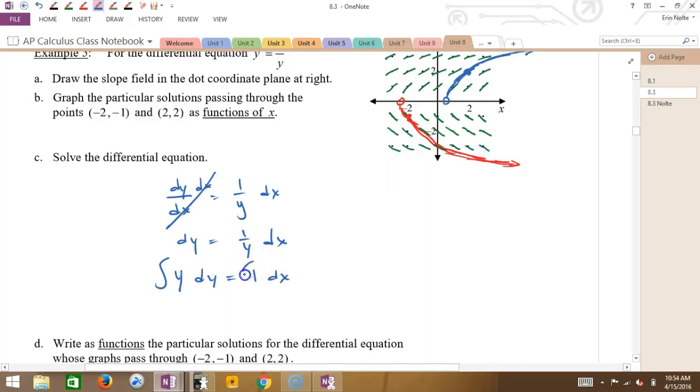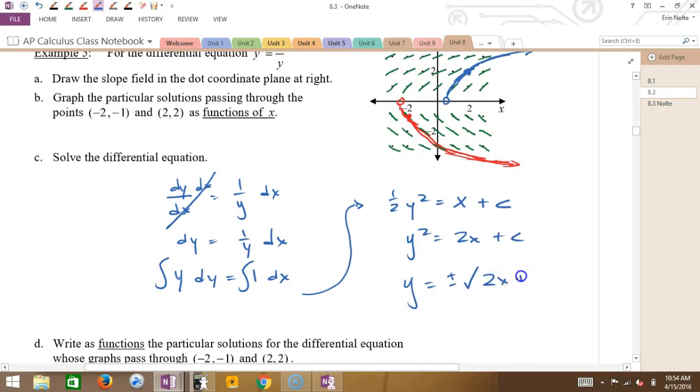Okay, so now we integrate. What's the integral of y? The integral of 1, and plus c. So then to solve for y, I multiply by 2. So I get 2x plus c. And then I square root. So I have a plus or minus scenario here, which would make sense in terms of my slope field. We've got the top version for the positive, and the red would be the negative scenario.